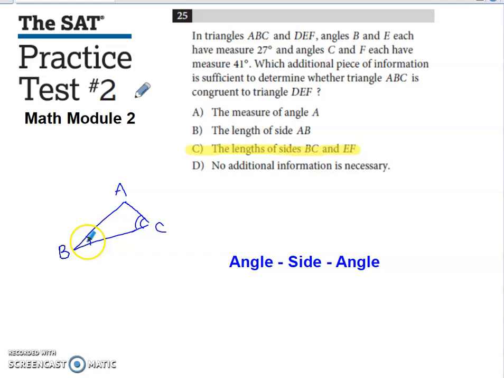If we have an angle, a side between, and then the next angle, and they're the same for the two triangles, that does tell us that the triangles are congruent. So if BC and EF have the same measure, they're congruent. If BC and EF have different measures, that would tell us that they are just similar to one another.